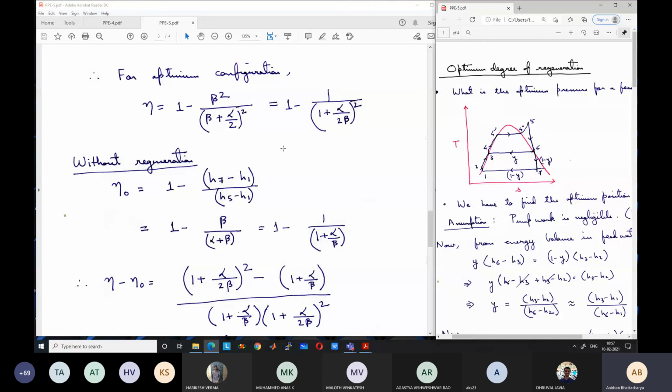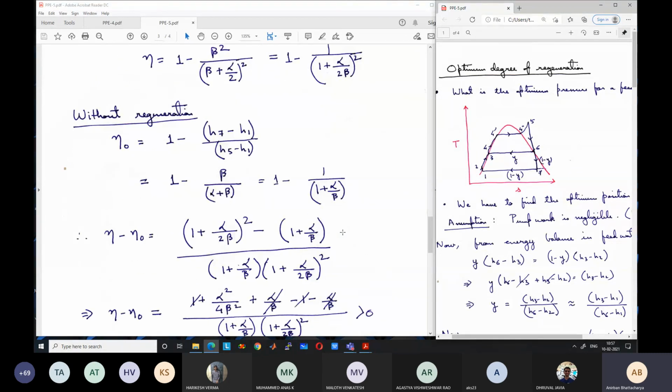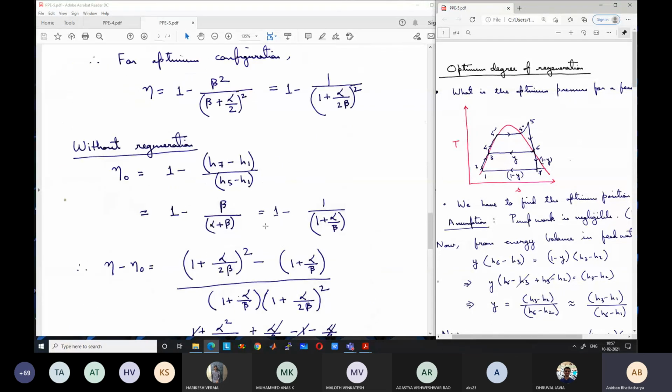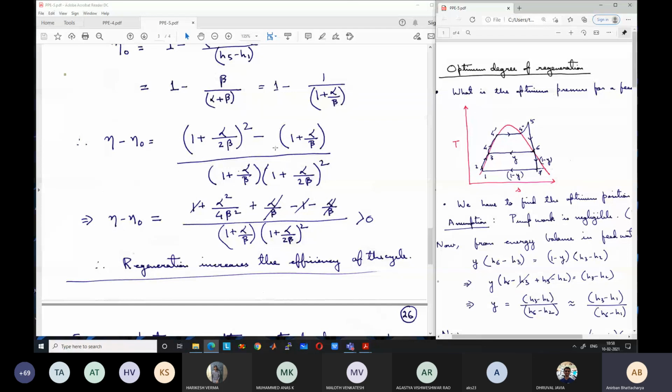Just do the calculation on your own, because here I am only showing it. It is better to do it on your own so that you get a feel for the calculation. It is just a one-step algebraic calculation, and you will find that eta minus eta 0 is alpha square by 4 beta square divided by 1 plus alpha by beta, times 1 plus alpha by 2 beta whole square. All the terms here are positive: alpha square by 4 beta square is positive, and all the denominators are also positive because alpha and beta are positive. So this is greater than 0. It means that eta is greater than eta 0, so regeneration increases the efficiency of the cycle.